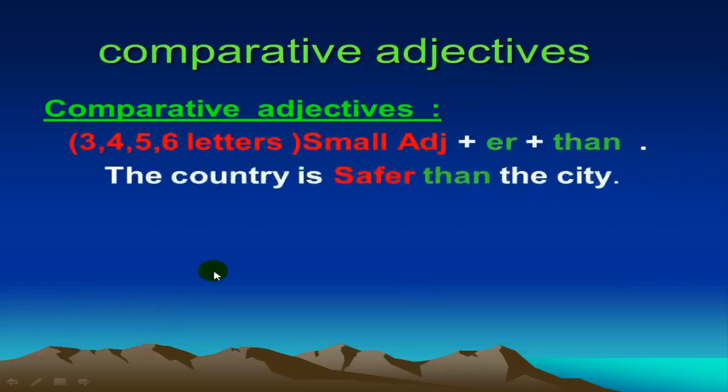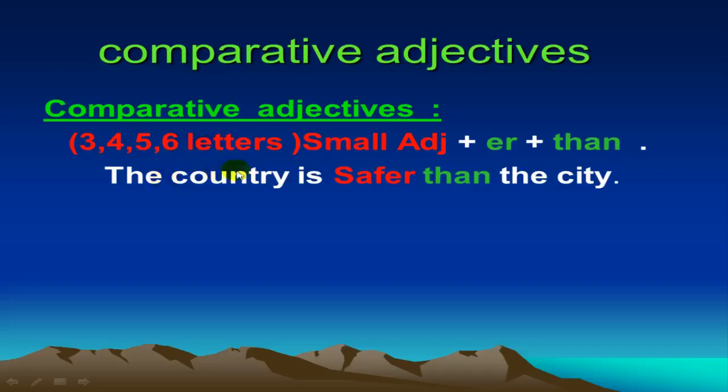The question is, how can we make this comparison? What is the rule? To make comparative adjectives, you're going to have what? Small adjective. 3, 4, 5, 6 letters. So number one, you can count the letters. Most of the time, less than 6 letters.